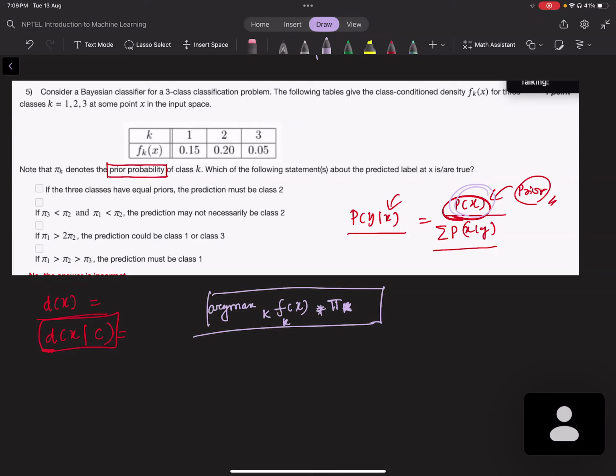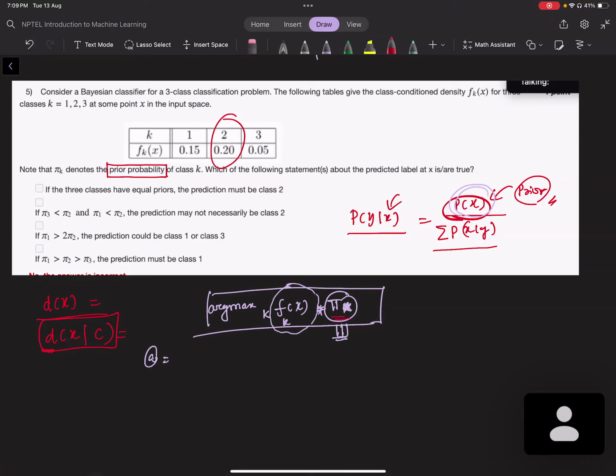Okay, and in option A, it is saying three classes of equal priors. So if these are all equal, the prediction probability is the max. The class with the highest probability will be our target class. So if this is higher or lower, the value of this will decide which is the correct class. If the priors are the same, you can see the value of 2 is the highest, right? So 2 is the highest.